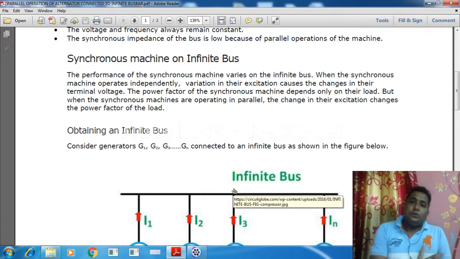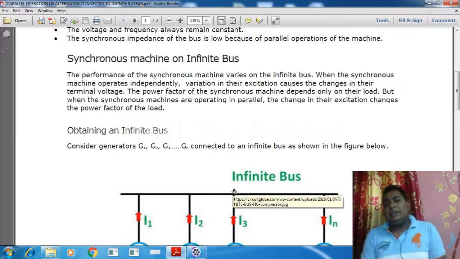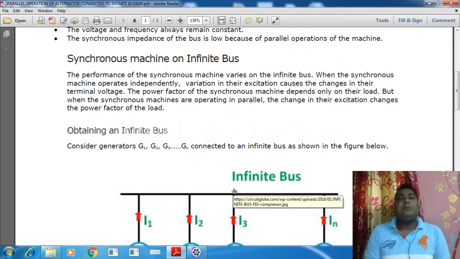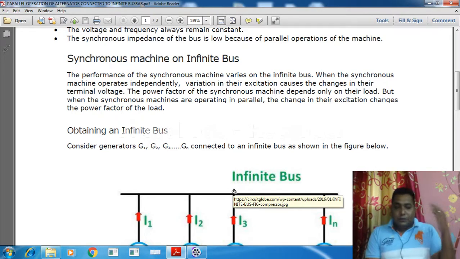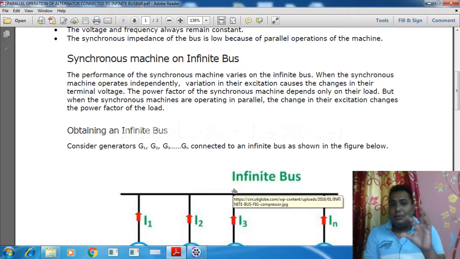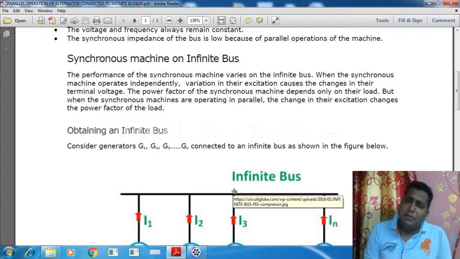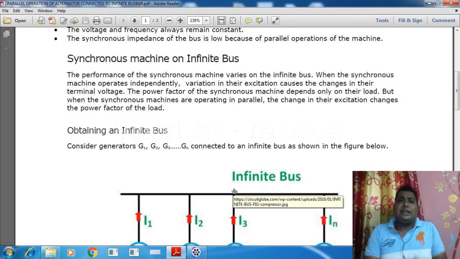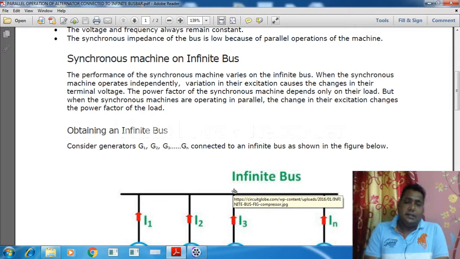Okay, so the change in their excitation changes the power factor of the load. When a single alternator is considered, a change in the load may vary the power factor. Here, the change in the excitation may vary the power factor. This is the difference we have to remember when an alternator is acting alone and when it is acting together, in parallel, with other alternators.